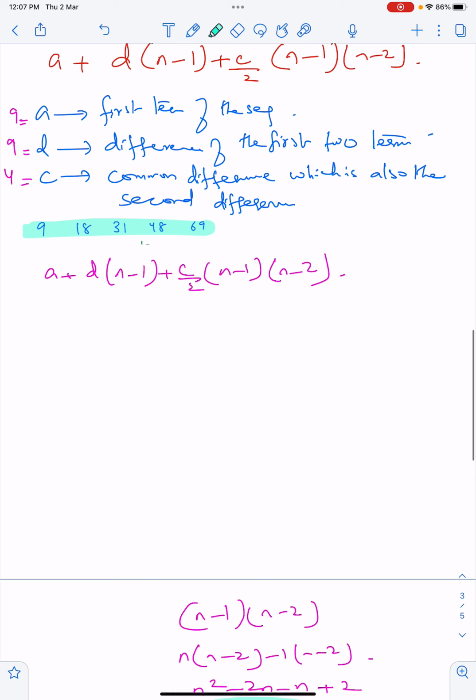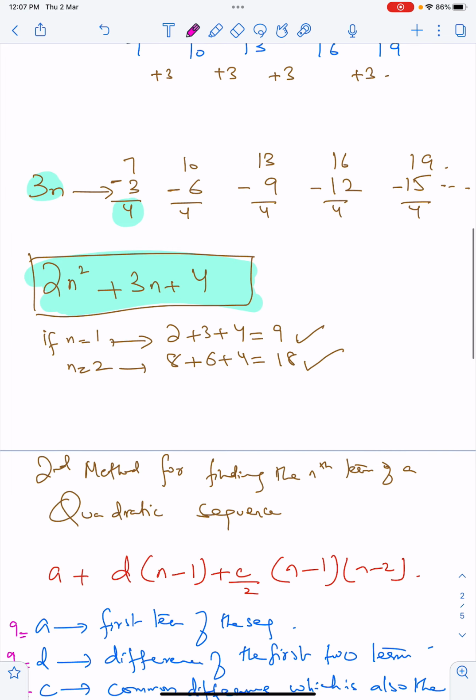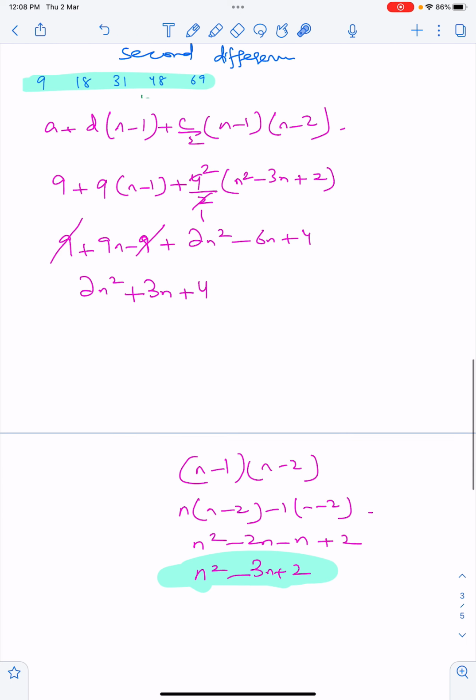I'm just plugging in the values here. A is 9, D is 9, (n minus 1), C is 4 upon 2 into (n square minus 3n plus 2). Let's simplify this: 9 plus 9n minus 9 plus 2n square minus 6n plus 4. 9 and 9 will cancel out. You're left with 2n square plus 3n plus 4, which is exactly the same as what we got with the other method. So this is the formula to find the nth term of this sequence.